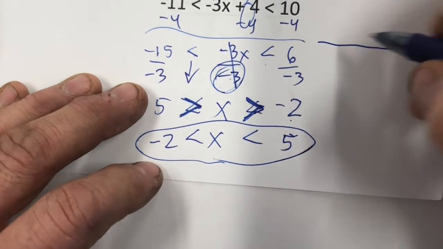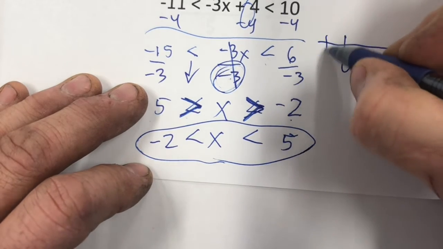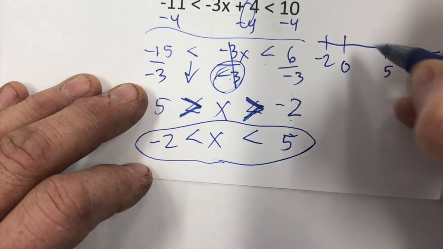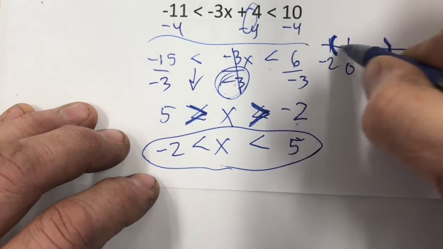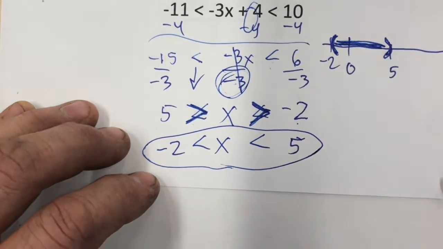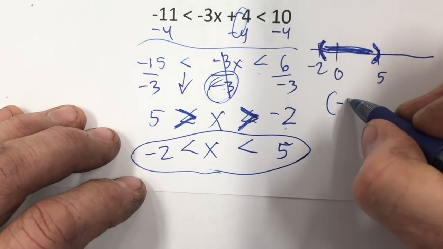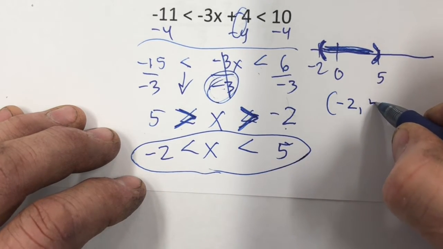Now, here's my number line, here's 0, here's -2, here's 5. So it's going to be from -2 to 5 and everything in between. So there's what my graph looks like. And then here's my interval, the low and the high.